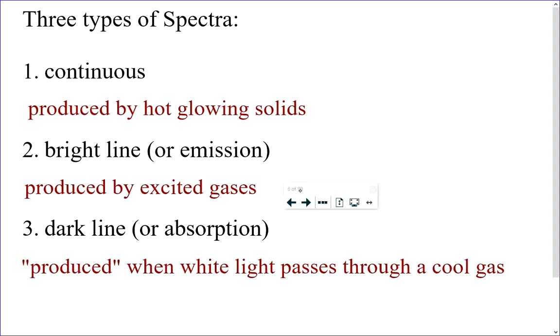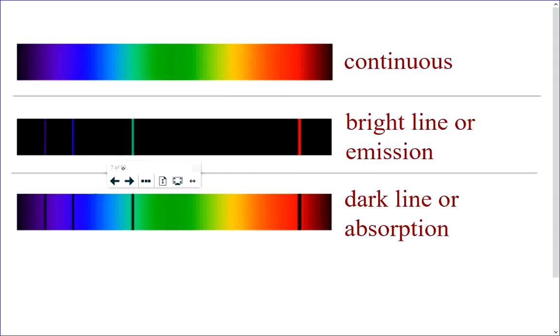And a dark line spectrum is, I've got "produced" in kind of quotes there, when white light passes through a cool gas, what makes it out the other side is a dark line spectrum or absorption spectrum. So this is what they look like. I think these are computer generated.